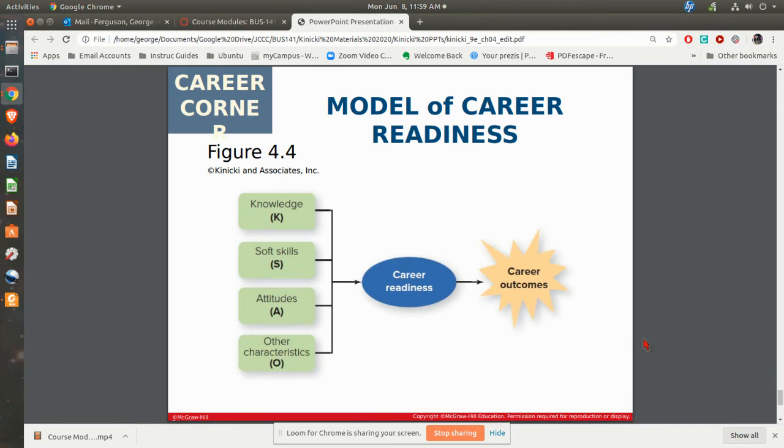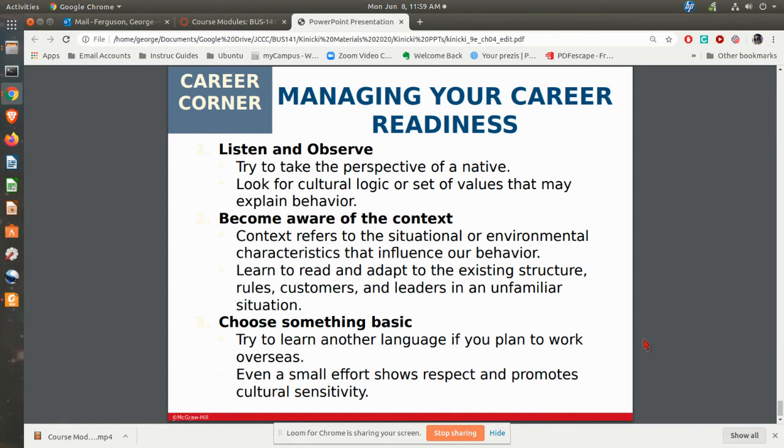When you start thinking about your career and being much more globally minded, things to do: listen and observe to what is actually going on around you when you go to another country. Be aware of the context. Try to get an understanding of the context used in their communications. And then choose something that's basic. In other words, small efforts in showing respect can really help your effectiveness as a manager in dealing with folks overseas.